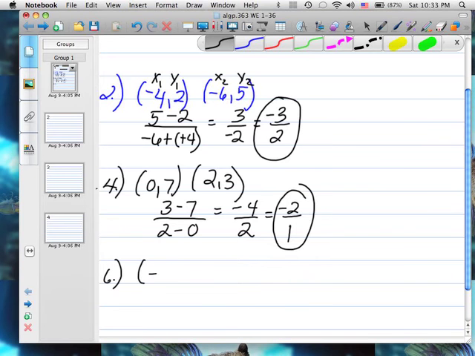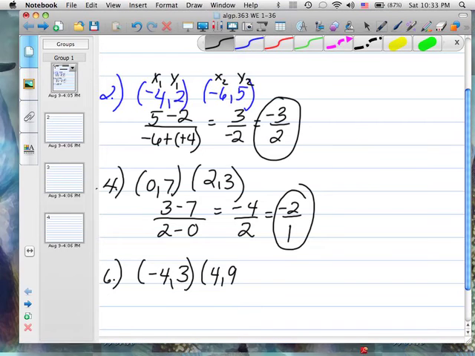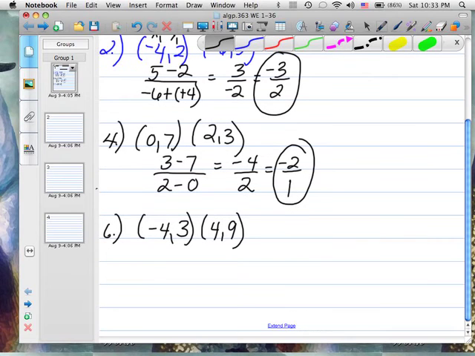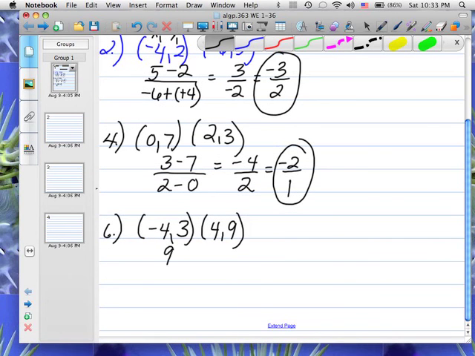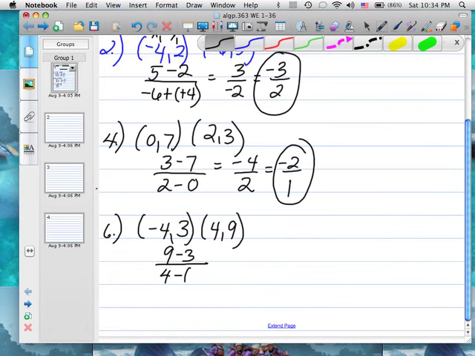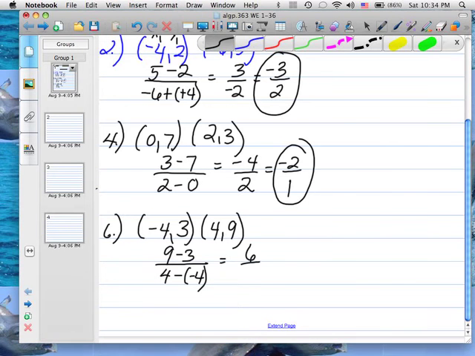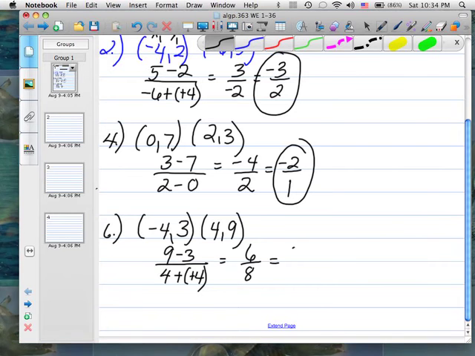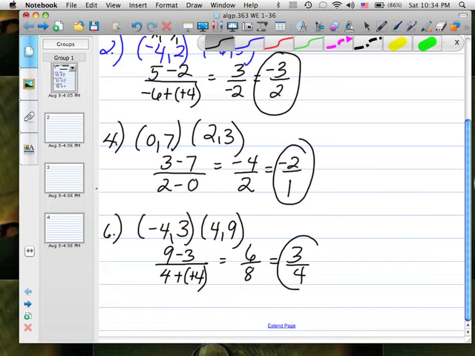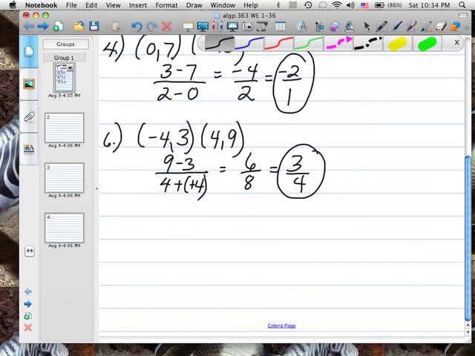Number 6, our ordered pairs are (-4, 3) and (4, 9). So the change in y would be 9 minus 3, and the change in x, 4 minus a negative 4. 9 minus 3 is 6. This becomes plus a positive 4, 6/8, which simplifies to 3/4. This is a positive slope, so that means it's going up 3, right 4.